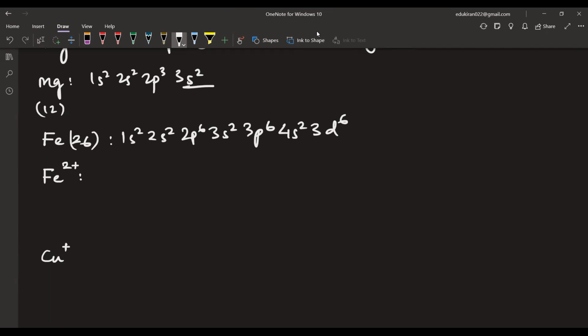This is the configuration. What is the valence shell here? 3d. Read the definition of valence shell. Last class I think, or before that, we have done it. Read the definition. Flip some pages.